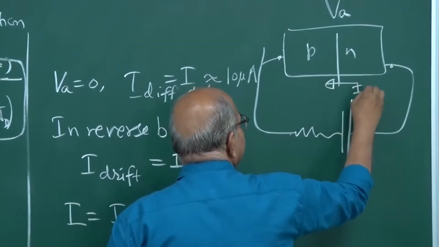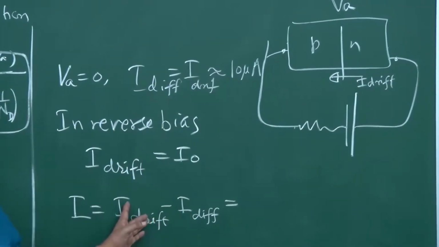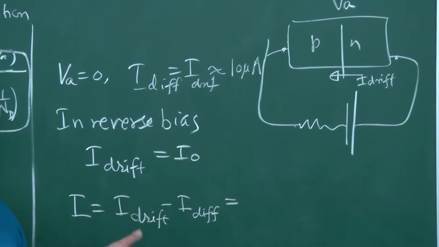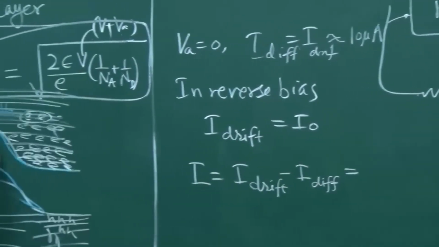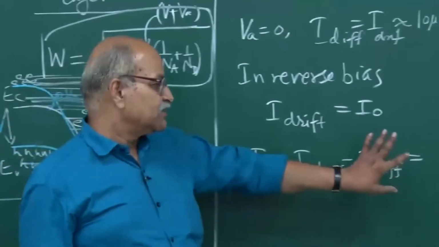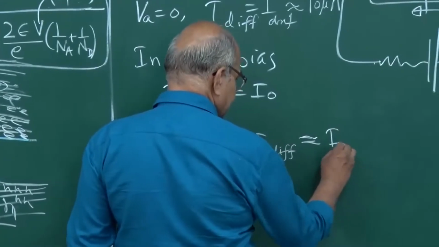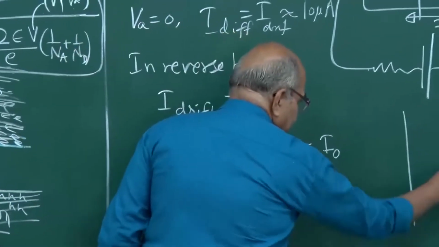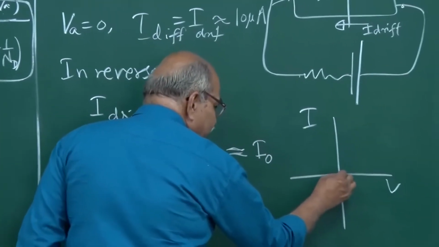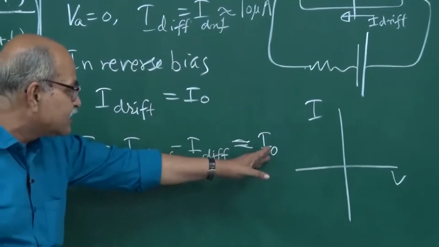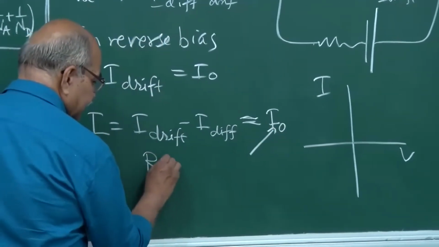This is your direction of I drift. The magnitude will be smaller than I drift to start with, and then once I diffusion becomes totally negligible, you have applied some voltage, the barrier has gone up, and I diffusion has become almost 0. So it will stabilize at this I drift, which is I0. On that IV diagram, on the reverse bias, start with 0, and then it gradually increases to this I naught, and this is known as reverse saturation current.